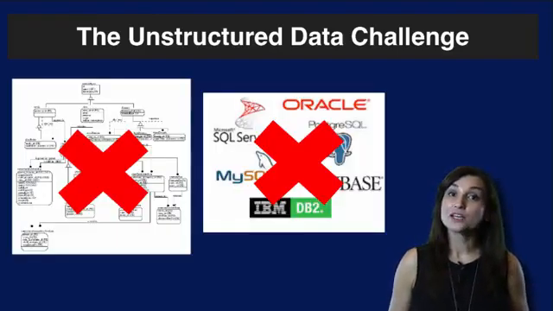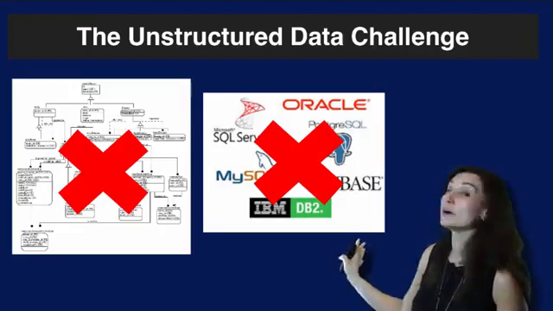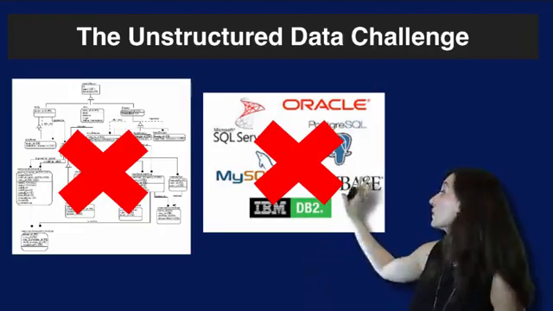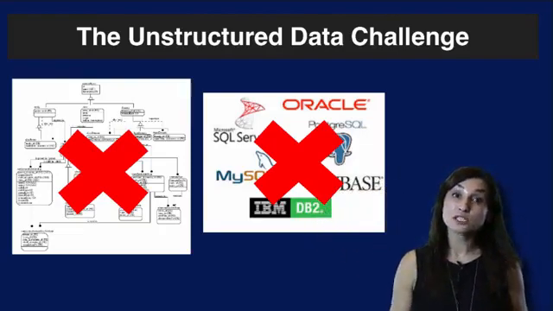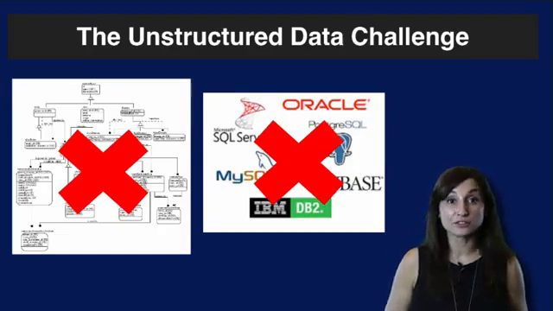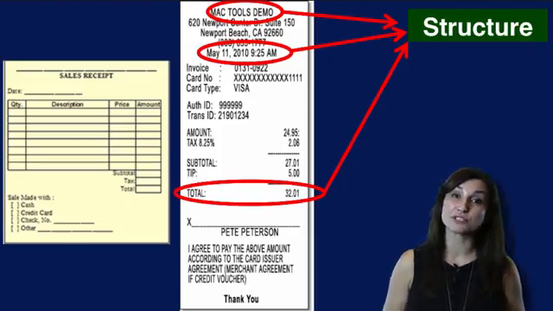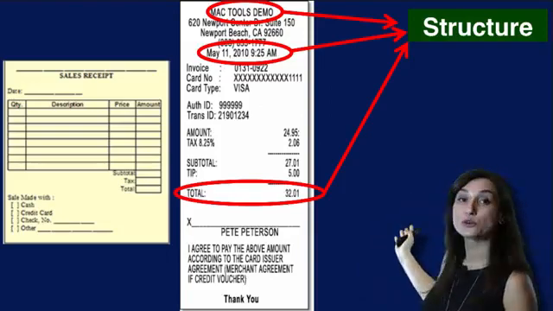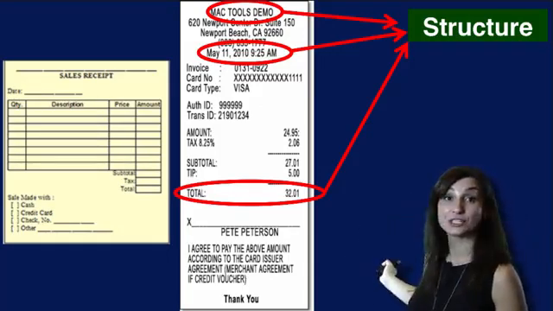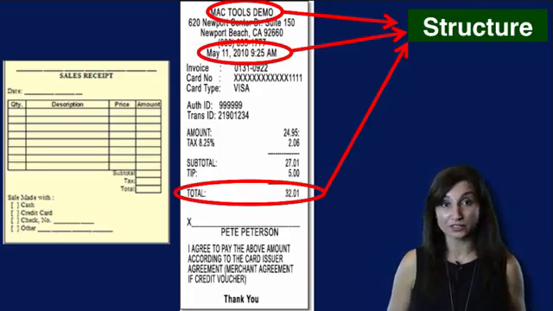Unstructured data refers to data that does not conform to a predefined data model. So no relational model and no SQL. It is mostly anything that we don't store in a traditional relational database management system. Consider a sales receipt that you get from a grocery store. It has a section for a date, a section for store name, and a section for total amount. This is an example of structure.